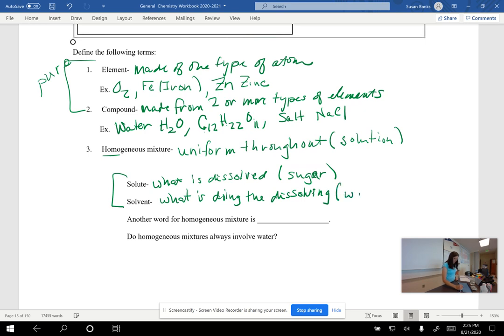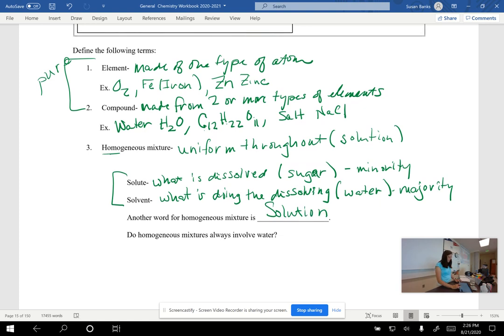So that would be the water in the sugar water. Notice we could also do it this way. The solute is the minority portion or the smaller portion, and the solvent is the majority portion, the portion that makes up most of it. Okay? I already told you this. Another word for homogeneous mixture is solution.